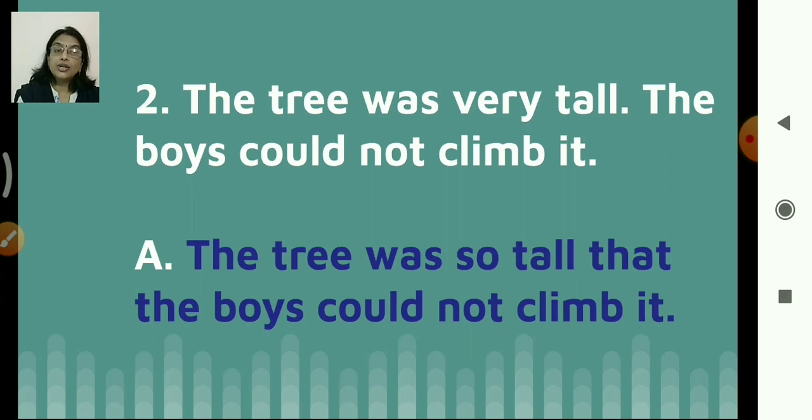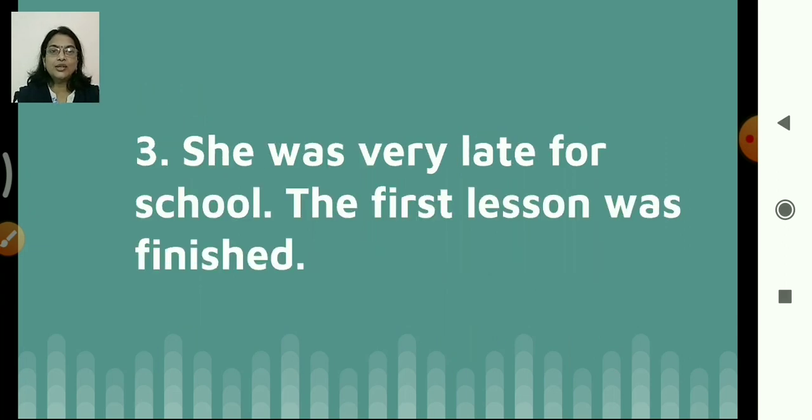The question is, the tree was very tall. The boys could not climb it. And the answer, the tree was so tall that the boys could not climb it. So we have joined it. We have removed some word. We have added some word. And while doing so, we have not changed the sentence. Isn't it? Okay, now the third one.